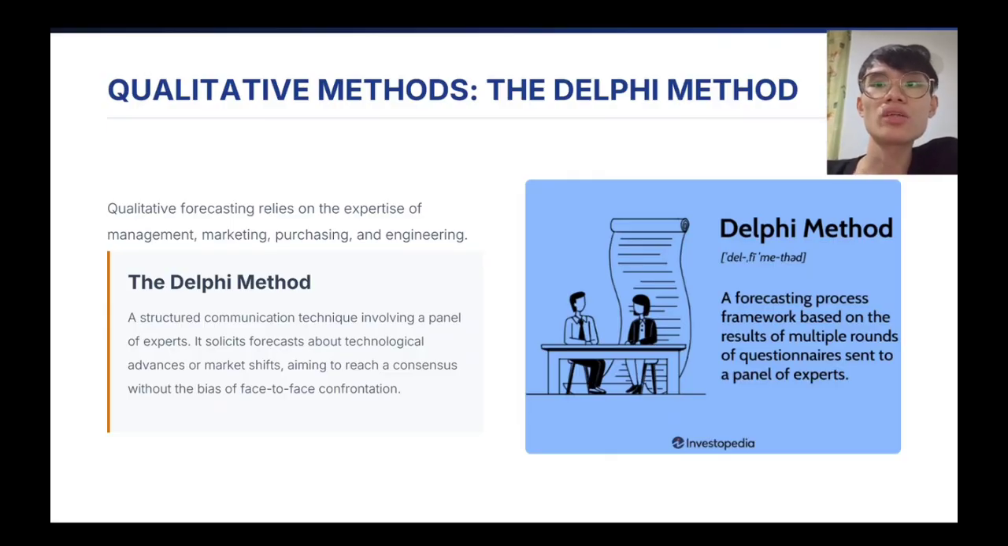The Delphi method is therefore particularly useful for forecasting technological advancement, emerging market trends, and strategic decisions when objective data may be insufficient.